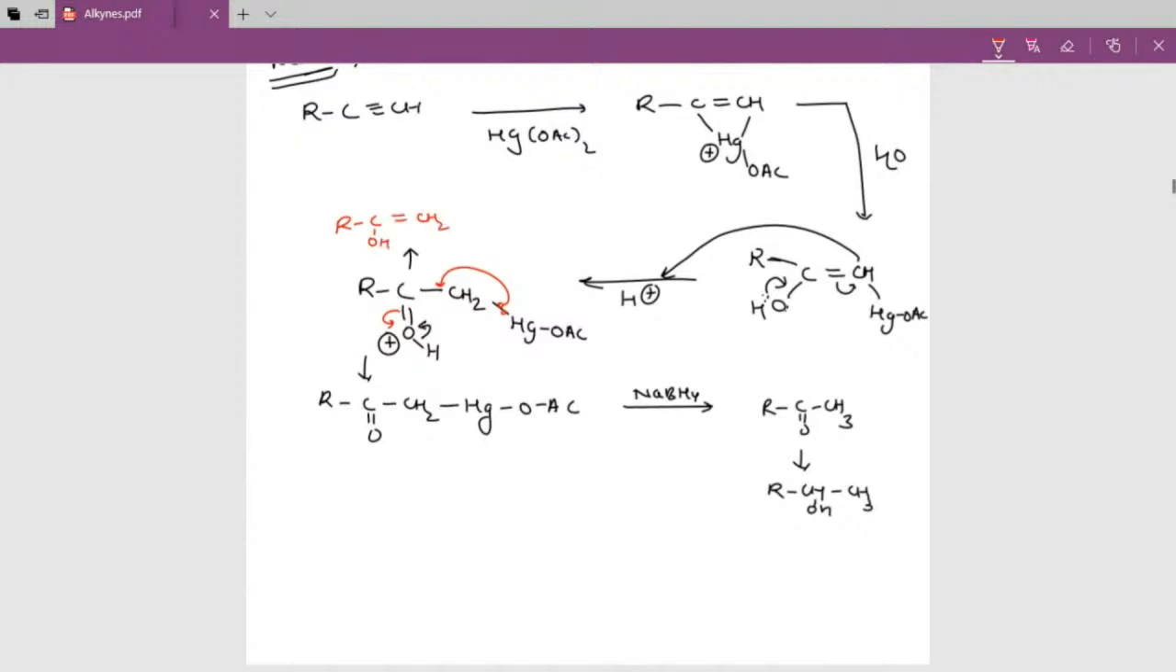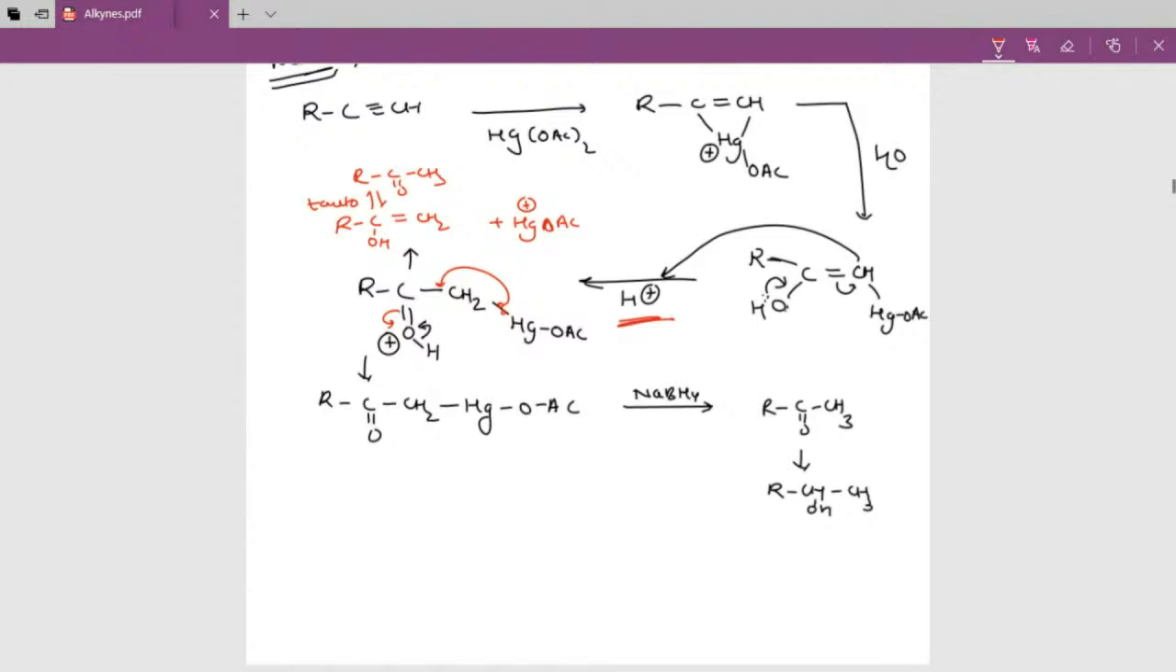RCOH double bond CH2 is formed and Hg plus OAc is released. This can tautomerize and the answer is RCOCH3. So just by the presence of H2SO4 you have ended the reaction at the ketone. Ketone आया आराम से. Right.